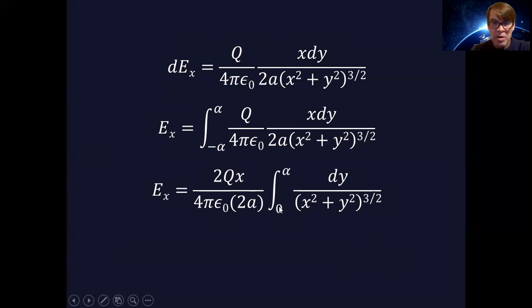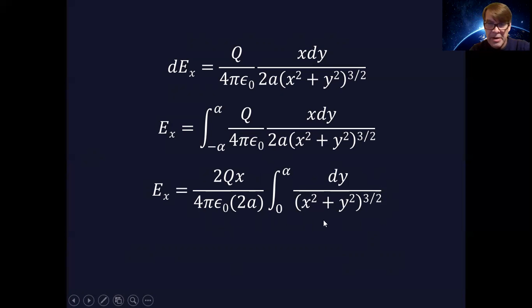And so the part that we can't pull out of the integral is this dy over x squared plus y squared to the 3/2 power. Even though x squared is a constant, it's connected to the variable y, and so we can't pull it out. It's stuck. Anyway, so let's go ahead and integrate this.